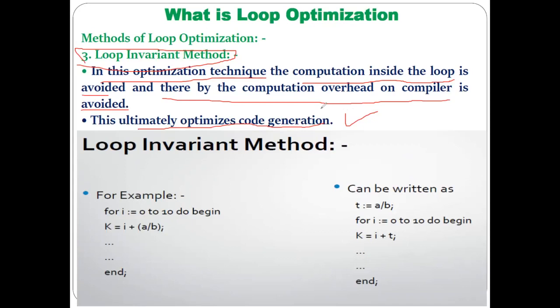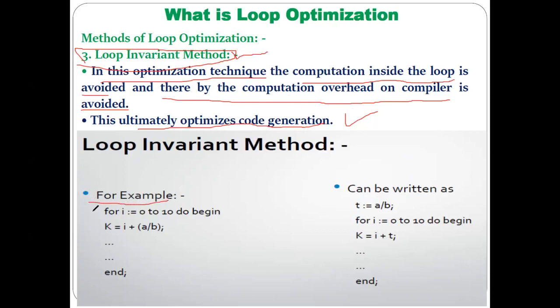Some particular processing which is happening inside the loop, if it is possible to do that processing outside the loop, then such a technique is referred to as loop invariant code. Okay, let's see that in an example.